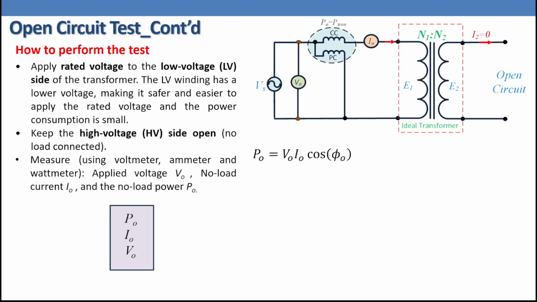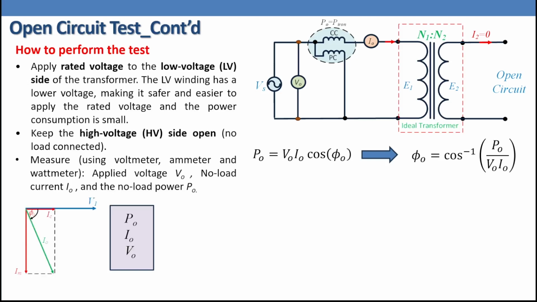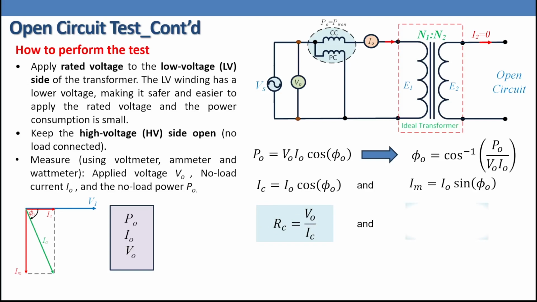P node equals V node times I node times cosine phi node. From this, phi node equals cosine inverse of P node over V node I node. Please don't forget the brackets when you calculate this. And according to the phasor diagram we looked at in the previous slide, I core equals I node cosine phi node and IM equals I node sine phi node. So we can calculate R core, which is V node over I core, and XM equals V node over IM.